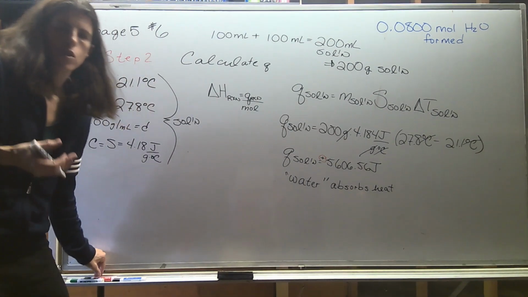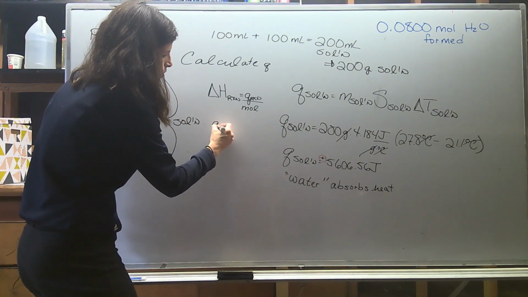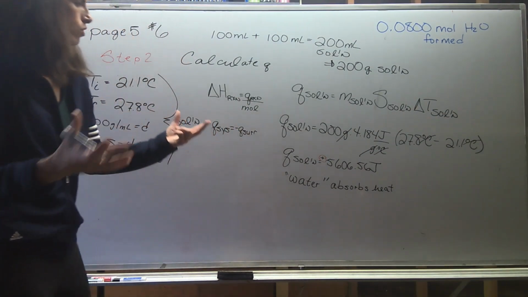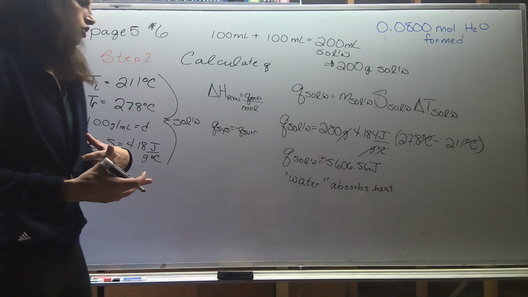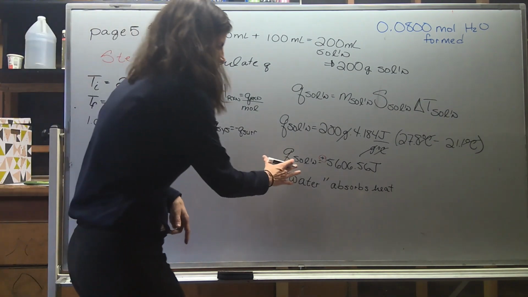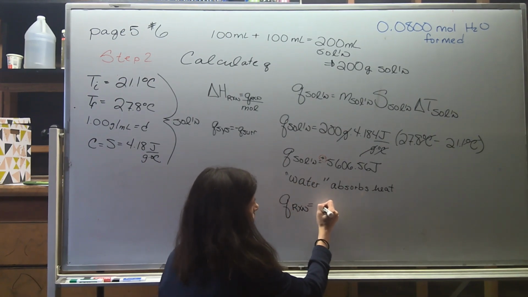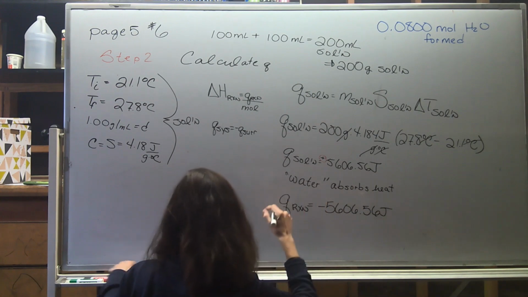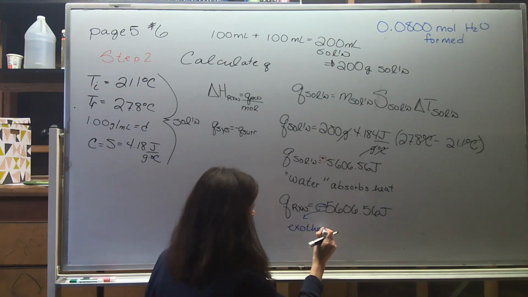Where did that heat come from? So the reaction must have produced the heat. So once again, we're drawing on all these relationships. Q of the system is equal but opposite to Q of the surroundings. So the two systems, system and surroundings, are going to have an equal in magnitude but opposite sign relationship. One is endothermic and one is exothermic. So because the Q of the solution is positive, Q of the reaction then is negative 5,606.56 joules. So this is exothermic, meaning that the reaction produced heat.